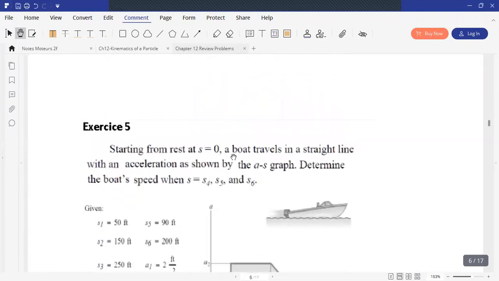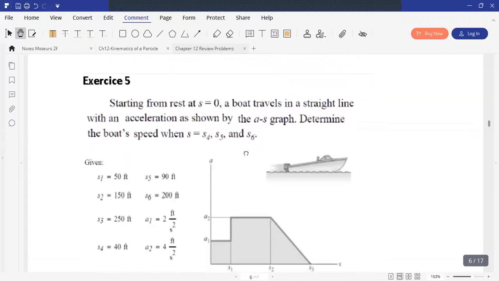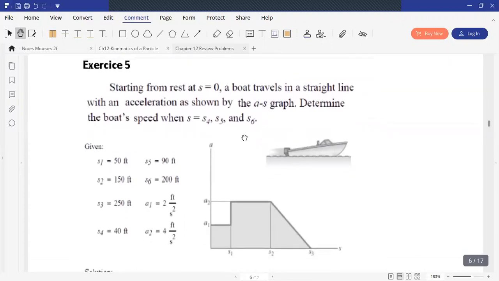So, starting from rest at s equals 0, a boat is traveling in a straight line with an acceleration as shown in the graph. Determine the boat's speed for different positions S4, S5, and S6. So here we have a graph, and we want to find the corresponding velocity at different positions.